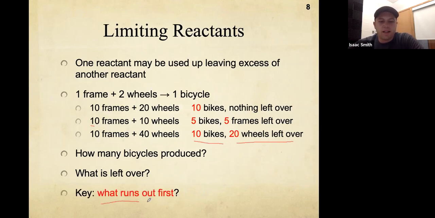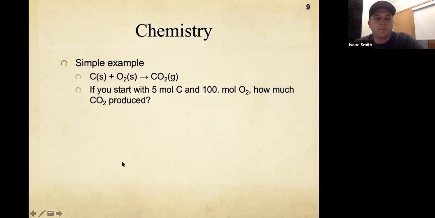So what we're really looking at is what is going to run out first. Whatever runs out first limits us, okay? So for example, here we're limited by the number of wheels, okay? The number of wheels only allows us to make 5 bikes. Here we're limited by the number of frames, which only allows us to make 10 bikes, even though we had enough wheels to make 20 bikes. And that's kind of what we're doing here.